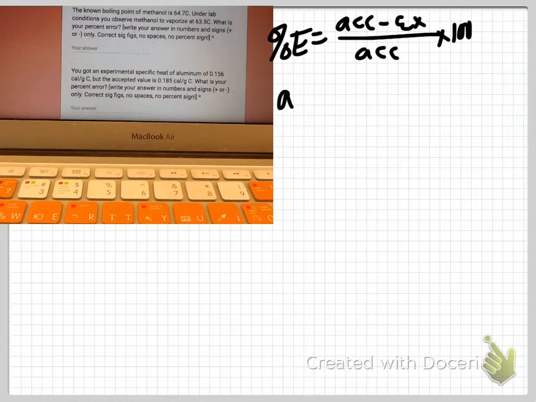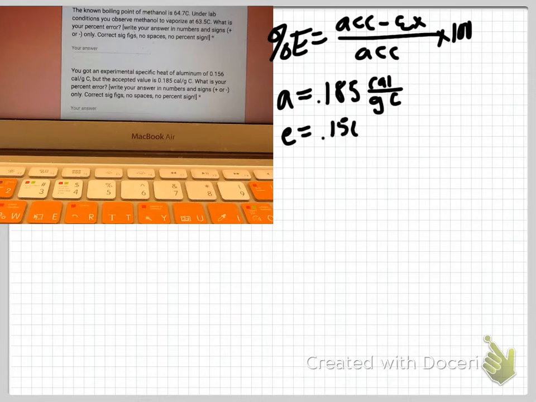And here we know that our accepted value is 0.185 calories per gram Celsius, and our experimental value is 0.156 calories per gram Celsius. These seem like nonsense units, but they're not, they're derived. So I've listed my variables, I've written my equation, I'm going to plug everything in.